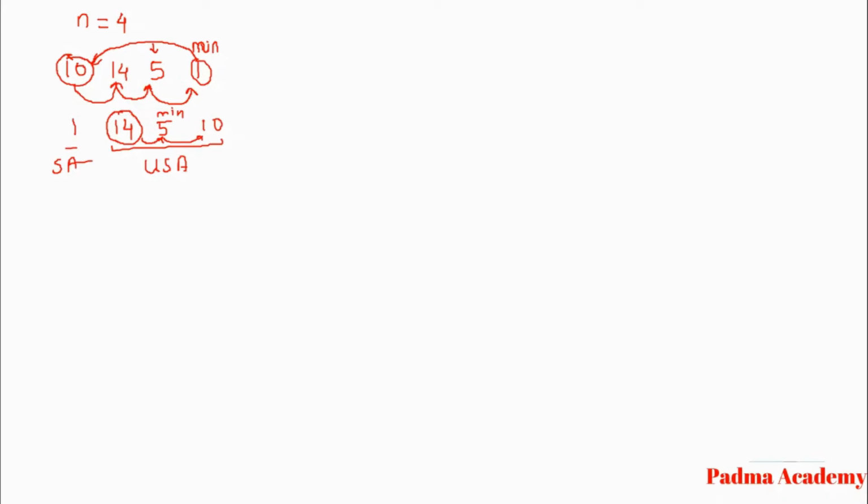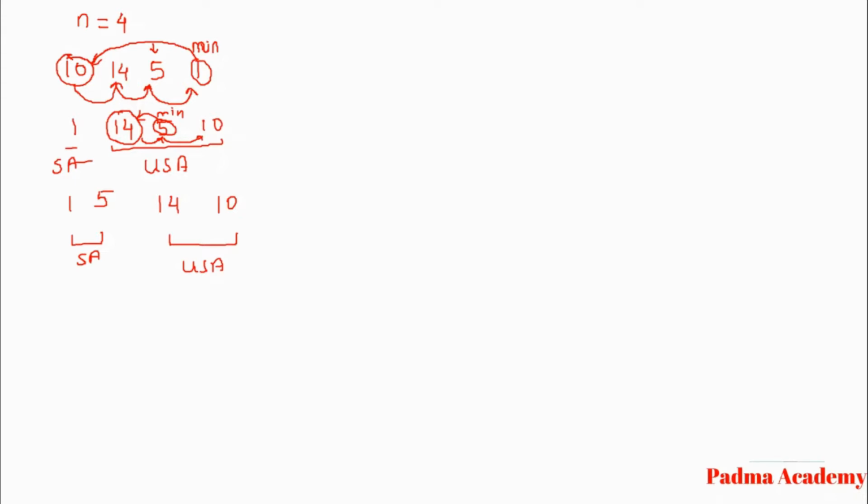Is 10 less than 5? No. Then our smallest element is 5, and then we will swap it with the minimum element which we have considered from our side, that is 14. So we will swap 5 and 14. So our array becomes 1, 5, 14 and 10. So 1 and 5 are the sorted array, because after two iterations the two smallest numbers from the array have come forward, and then 14 and 10 are the unsorted array.